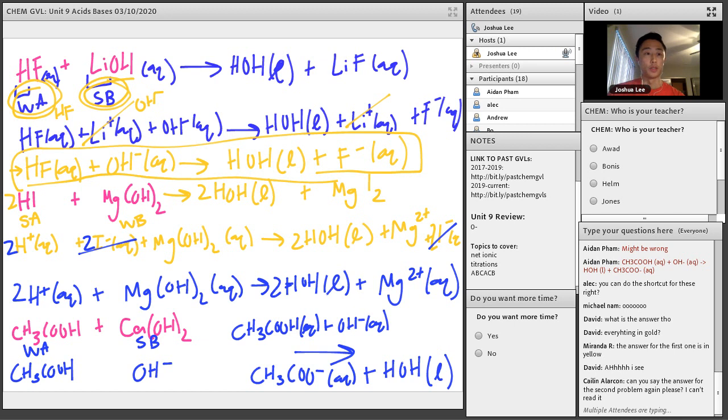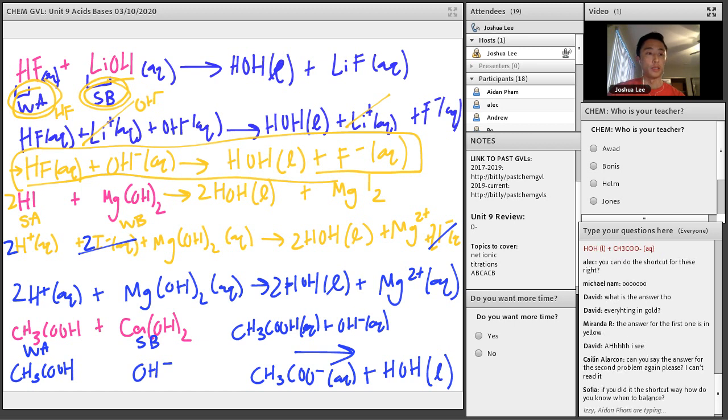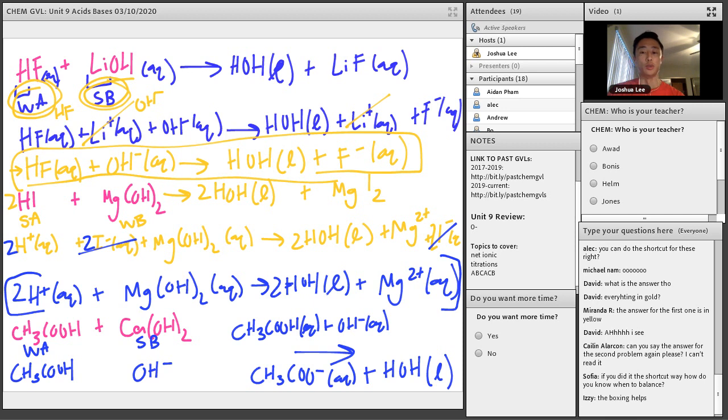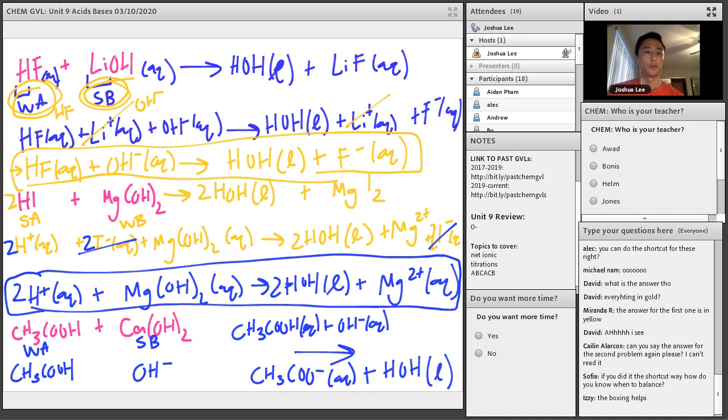The answer for the second problem is in blue right here. It is 2H plus aqueous plus MgOH2. The boxing helps. All right. That's the answer for one, not that one. Then this one, I just didn't have room to do it straight across.